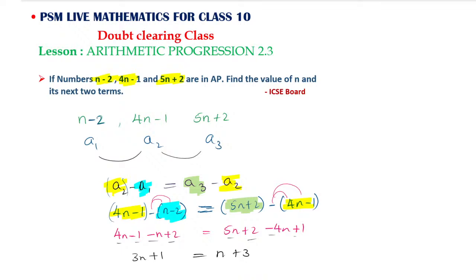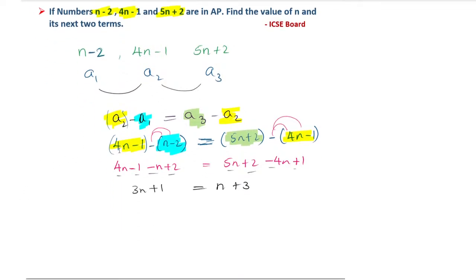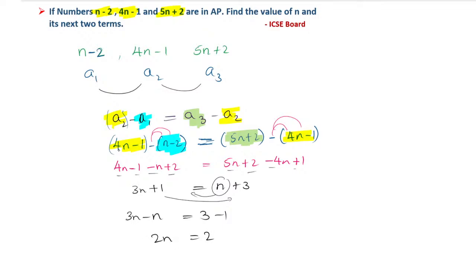We will bring all the n terms to one side. I can bring the n term to the left-hand side, so it becomes 3n minus n equals 3. The plus 1, if I shift it, will be minus 1. So 3 minus 1 is 2, and 3n minus n is 2n. Then n equals 2 divided by 2, shifting the 2 to the other side so it divides. So n value becomes 1. This is your answer.